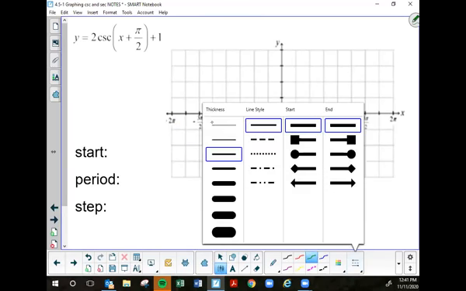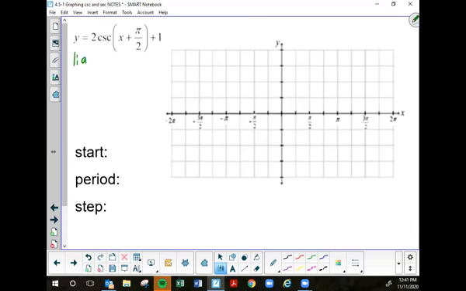How you're going to start is you're going to lightly, just very lightly, because it's not your real graph, graph y equals 2 times sine, replacing the cosecant with sine.